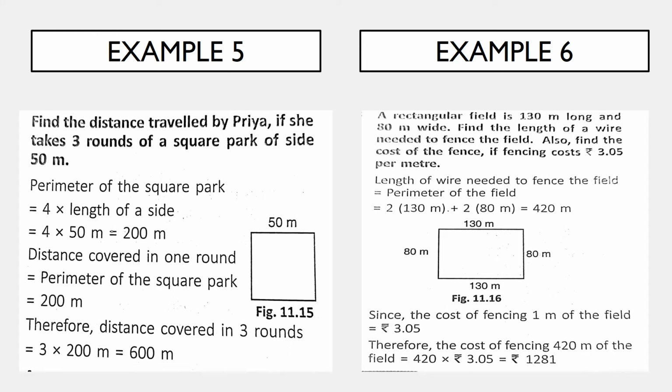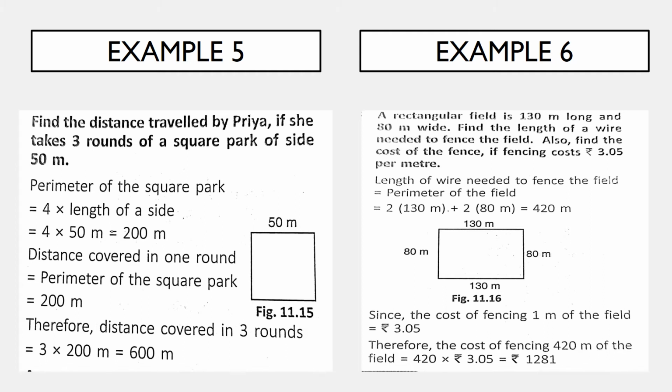Example 5. Find the distance travelled by Priya if she takes 3 rounds of a square park of side 50 meter. Perimeter of a square park is equal to 4 into the length of the side, and the length of the side is given as 50 meter. So 4 into 50, 4 fives are 20 and 0, 200 meter. So distance covered in one round is the perimeter of the square park, that is 200 meter. Therefore, distance covered in 3 rounds will be 3 into 200, that is equal to 600 meter. So Priya covered 600 meters in 3 rounds.